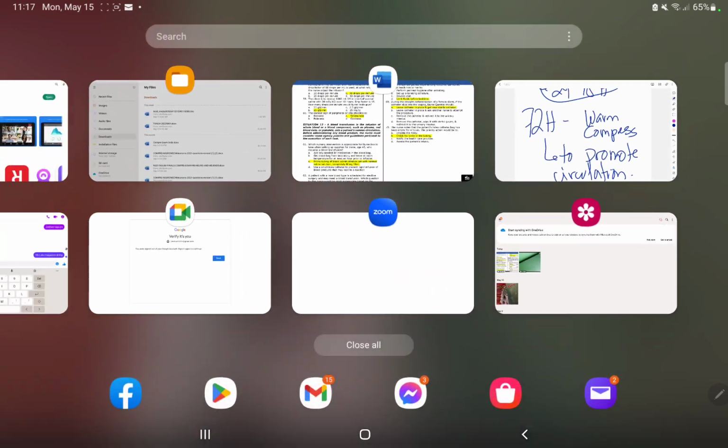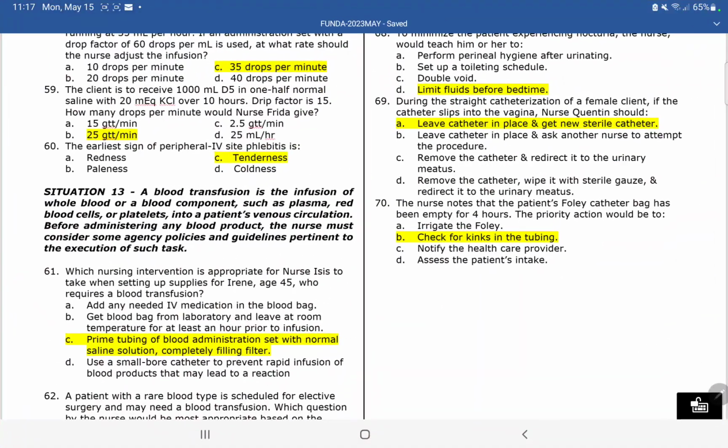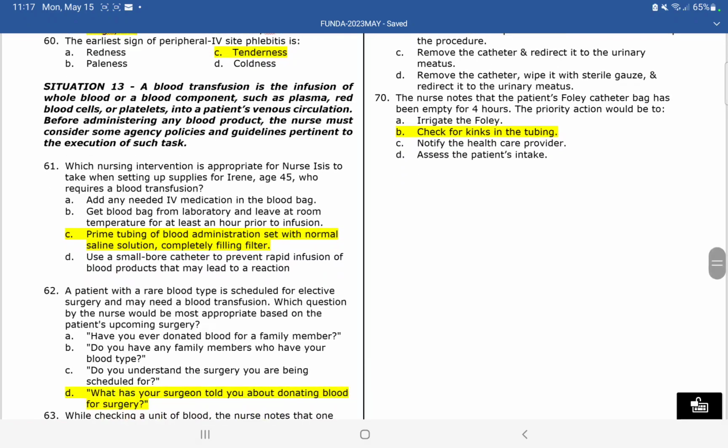Number what na tayo? Okay, number 61. Which nursing intervention is appropriate for the nurse in the ICU setting up supplies for Irene, age 45? Okay, blood transfusion. Class, remember, it will take 2 nurses to do the transfusion of the blood. Para sure na sure ka dapat kung ano ang name ni patient. Alam mo yung blood type ni patient. Alam mo kailan na-expire yung blood. At the same time, alam mo kung anong blood transfusion ang ibibigay kay patient.